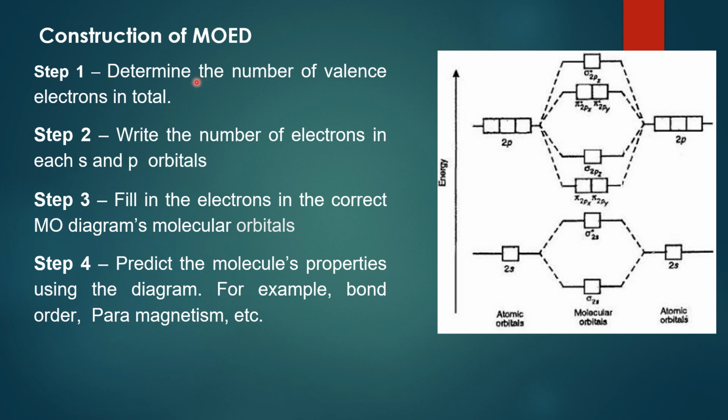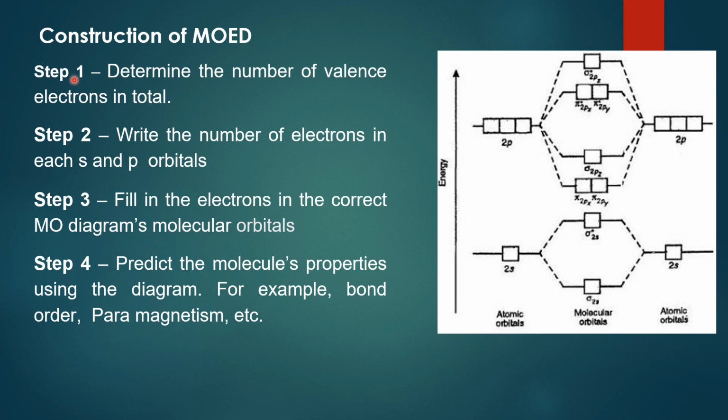Molecular orbital theory can explain the physical and chemical characteristics such as shape, bond energy, bond length, and bond angle of a molecule. They also aid in the prediction of a molecule's electronic spectra and its paramagnetism. These are the steps involved in the construction of molecular orbital energy diagram. Step 1, Step 2, Step 3, Step 4.